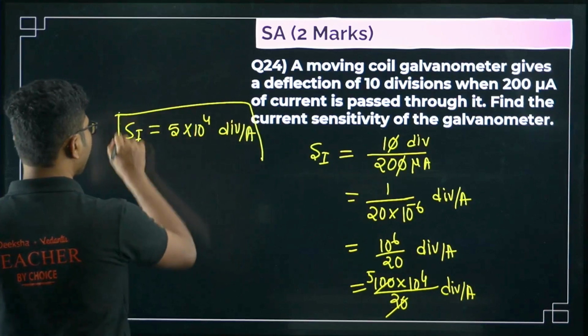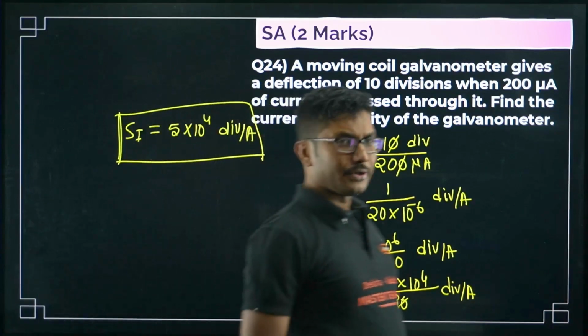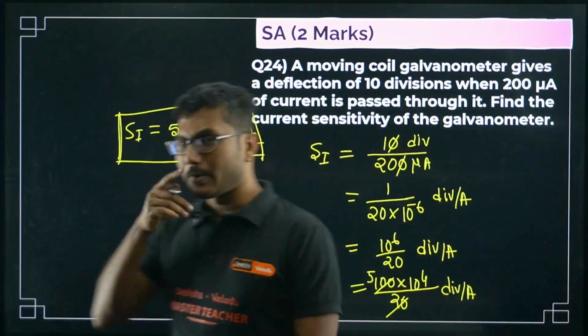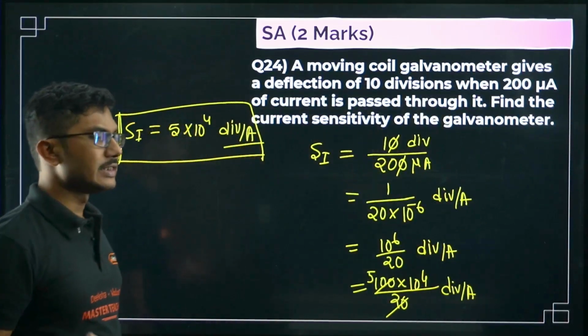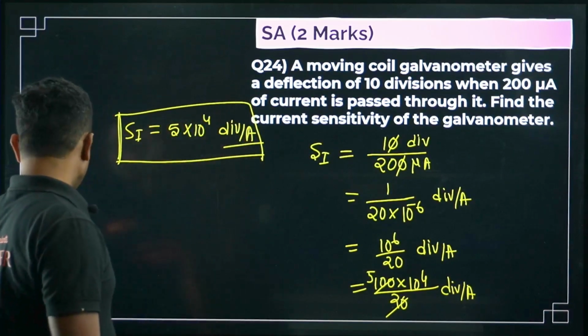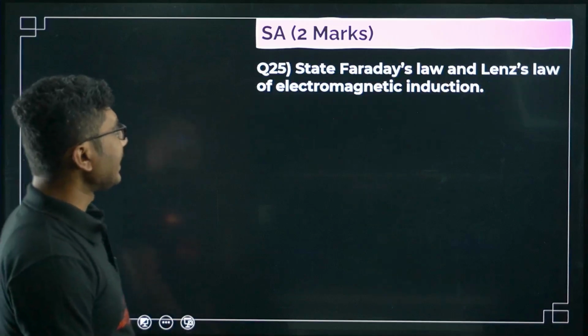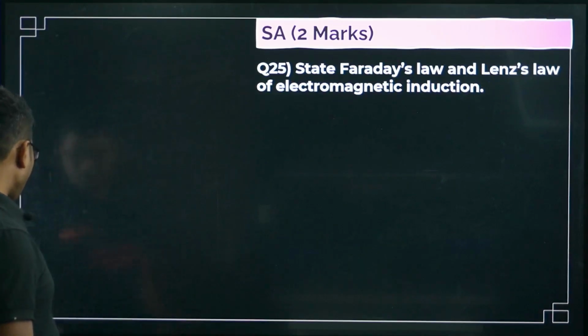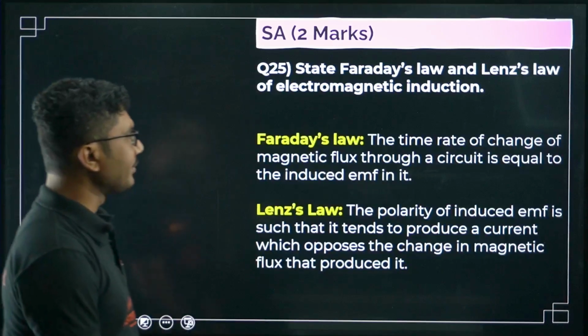So be careful, you have to use the proper unit, and the unit is division per ampere. If you remember the unit of current sensitivity, you can answer. For voltage sensitivity, it is division per volt. Okay, that should be the unit. Next question, state Faraday's law and Lenz's law in electromagnetic induction. Only the statements they have asked, so only the statements we will give.